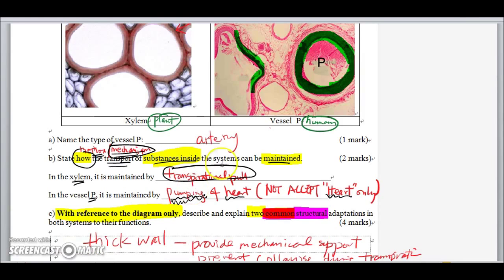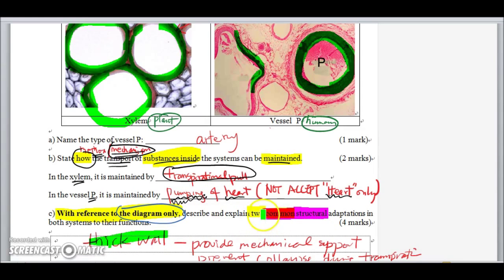Then part C, it is asking about the structural adaptation. And you are requested to answer according to the diagram only. That is, you answer what you see. And in the diagram, you will see here, very thick wall. All of them have thick wall here, and thick wall in P. So the first answer is thick wall. Alright? And you have to explain the common structure, that is, it is available for both.